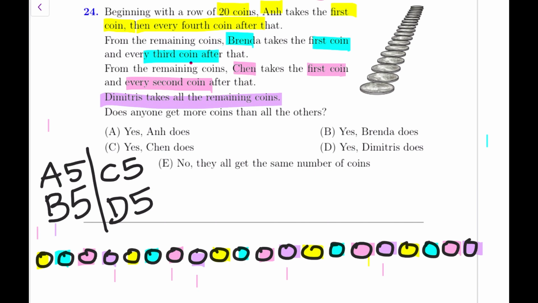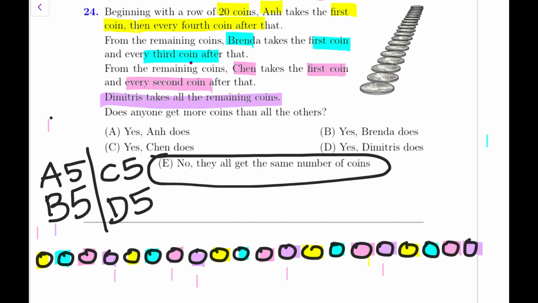Let's look at the options. Which option is correct? Does anybody get more coins than the others? Of course, we have seen that all got the same number of coins, and that is answer number E. They all get the same number of coins. Our answer is E.